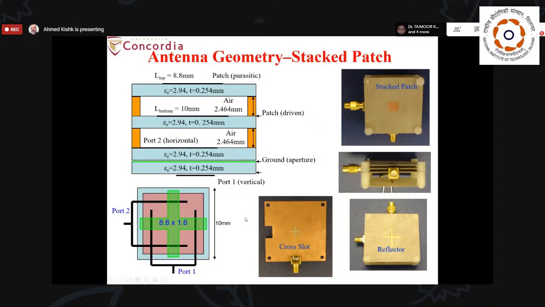So this dipole will act as a reflector for the horizontal slot, and this dipole will act as a reflector for the vertical slot, because this slot has a polarization in this direction. So I have to reflect it by this wire. And by doing this, here you can see in this part, I have the crossed dipoles acting as a reflector over here, and the stacked patch on the top of this structure.